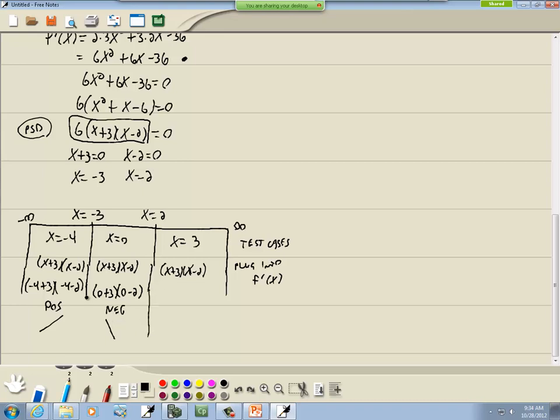And if I put 3 in, then we're going to have 3 plus 3 and 3 minus 2. 3 plus 3 is positive. 3 minus 2 is positive. Positive times positive is positive. So it's increasing. The reason why we didn't have to worry about 6 is it was positive, and that doesn't affect anything.